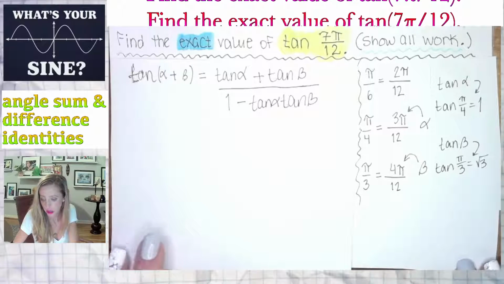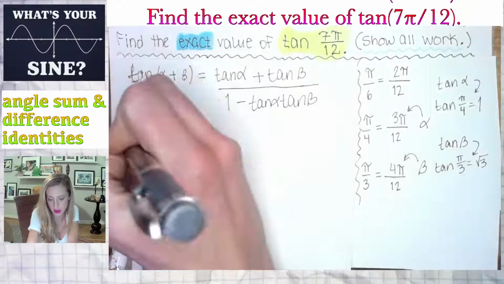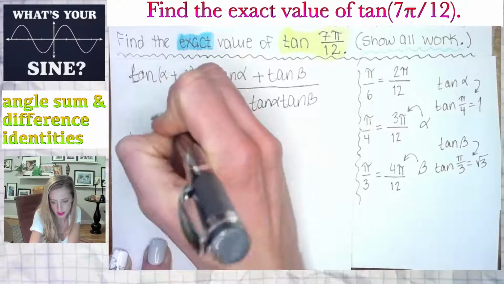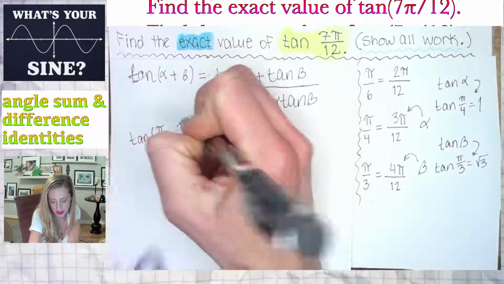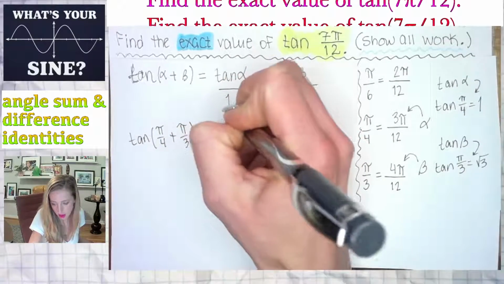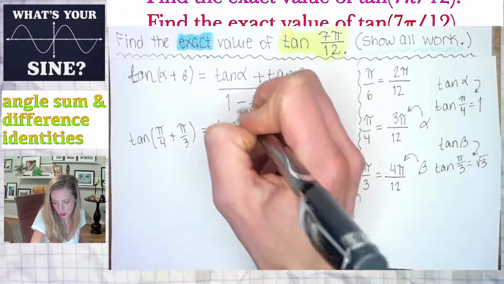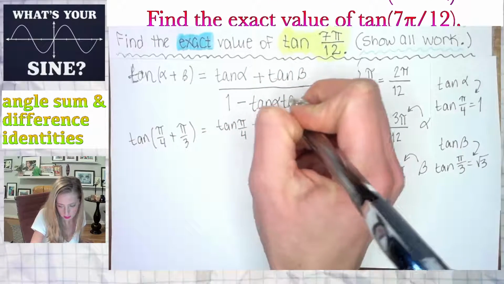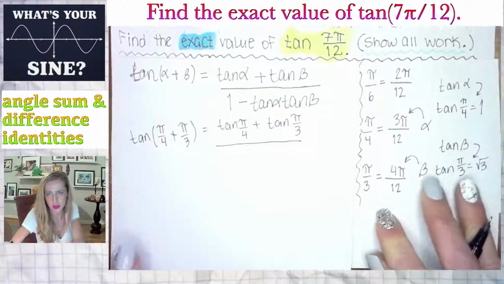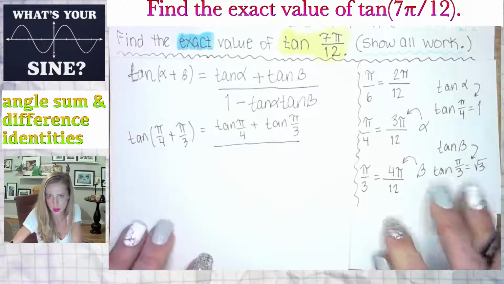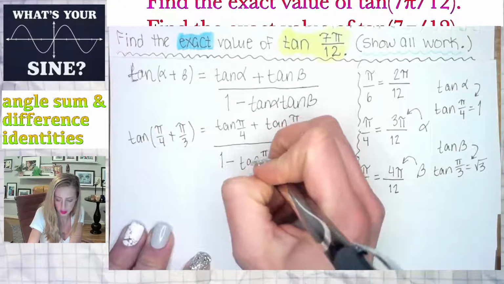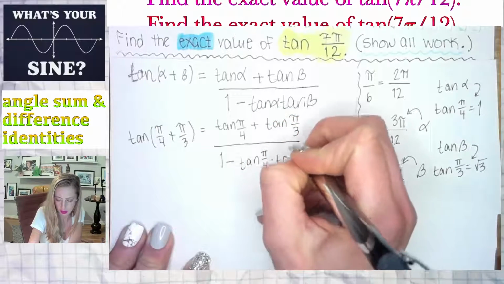So let's go ahead and start filling in now that we are evaluating. So next up, tan of pi over 4 plus pi over 3 equals, relax bud, tan of pi over 4 plus tan of pi over 3, all over, sorry if my hand's in the way, I'm trying to do 10 things at once, 1 minus the product of those parts, tan of pi over 4 and tan of pi over 3.